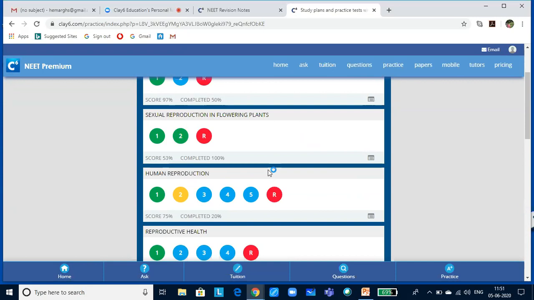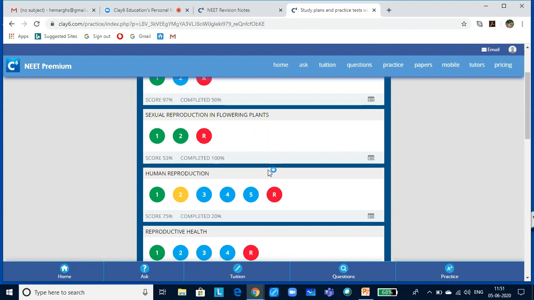You can again revisit the test and retake the test any number of times for the purpose of practice or improve your score. A blue bubble indicates that you have not completed the test yet. A yellow bubble indicates that you have started the test but you did not complete the test. You might have started the test and after two or three questions you have realized you are not really ready with the test and hence you would have just discontinued the test.